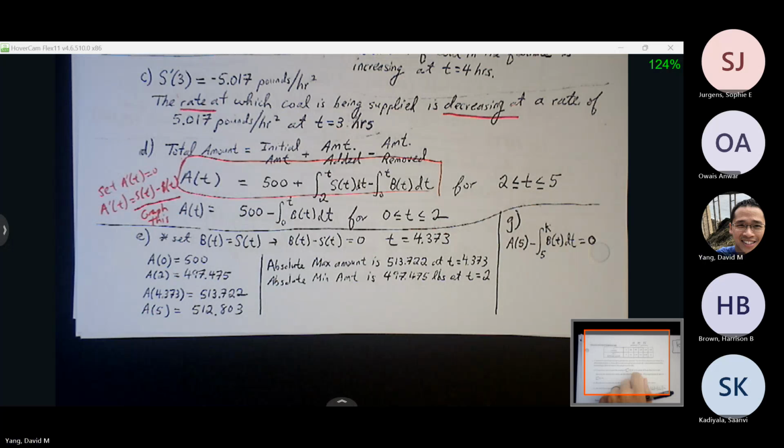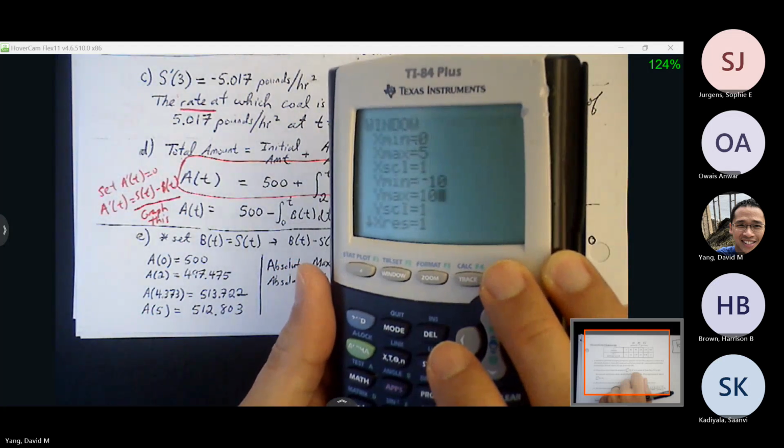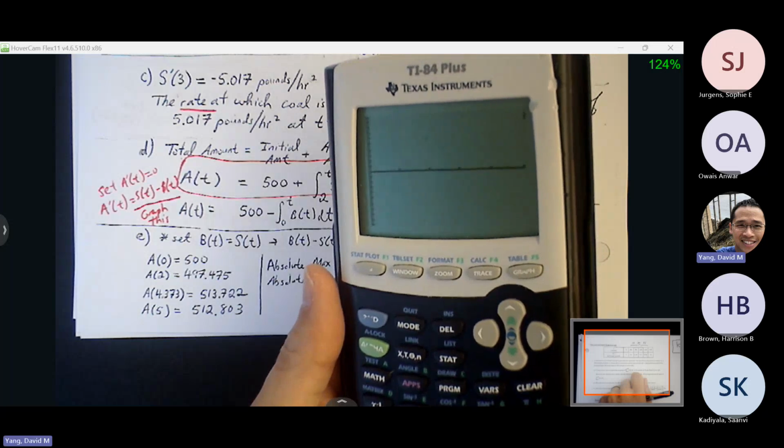And then my y-min, y-max, if I look at my coefficients, they're not huge numbers there. So maybe I'll just go from -10 to 10 just to see what happens. Right, hit graph. I'm simply looking for an x-intercept here.